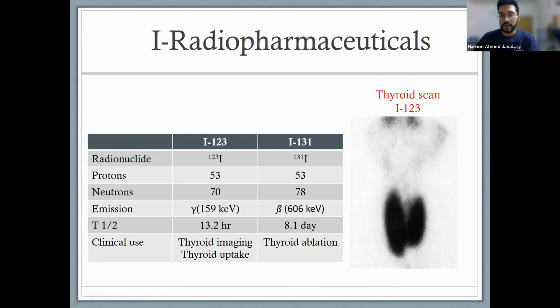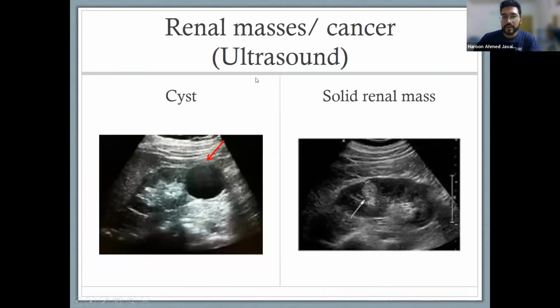So again, the numbers are really important. 131 is for ablation. How does it ablate? It emits beta decay, which is dangerous for the body. Whereas over here, there's only gamma decay, which is dangerous, but it's usually removed very quickly. So next, we are moving on to renal masses and renal cancers.